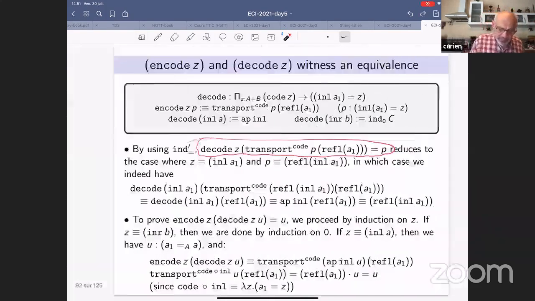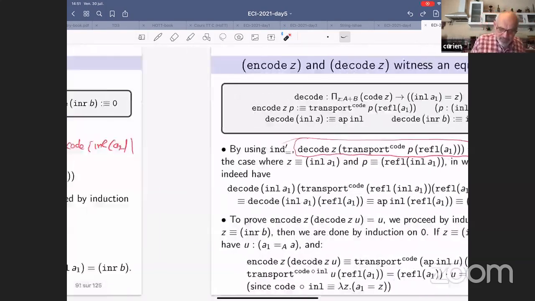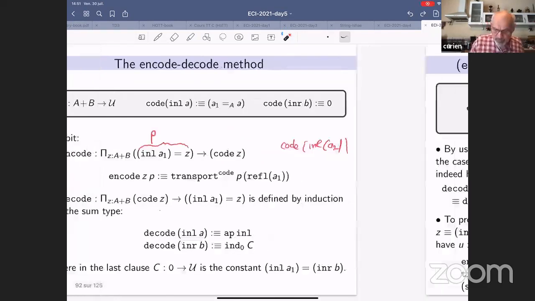So this was the encode decode method applied to the co-product type.